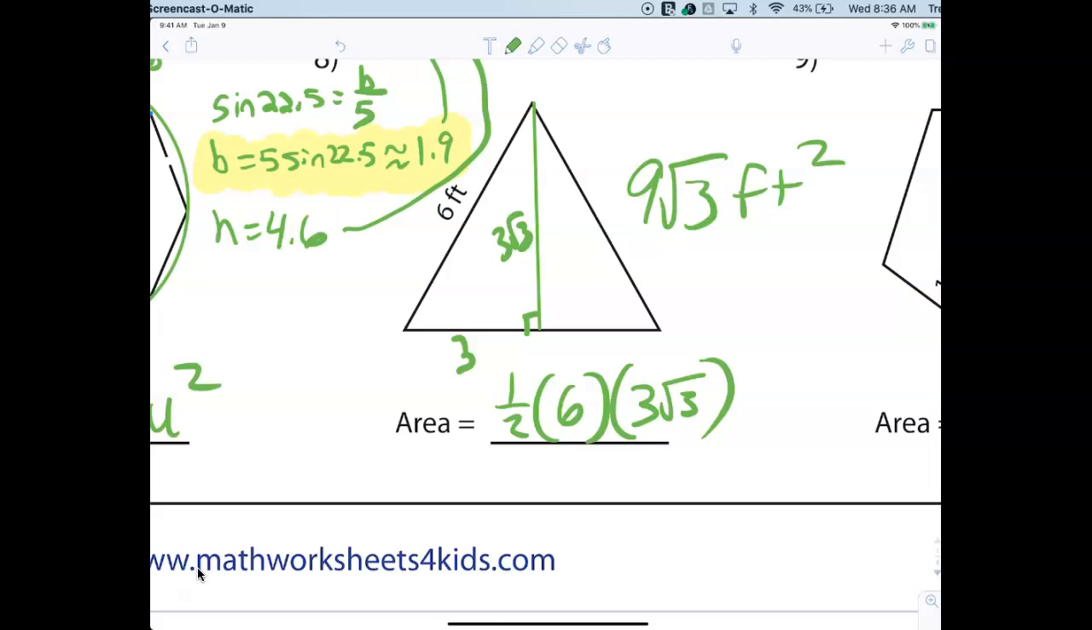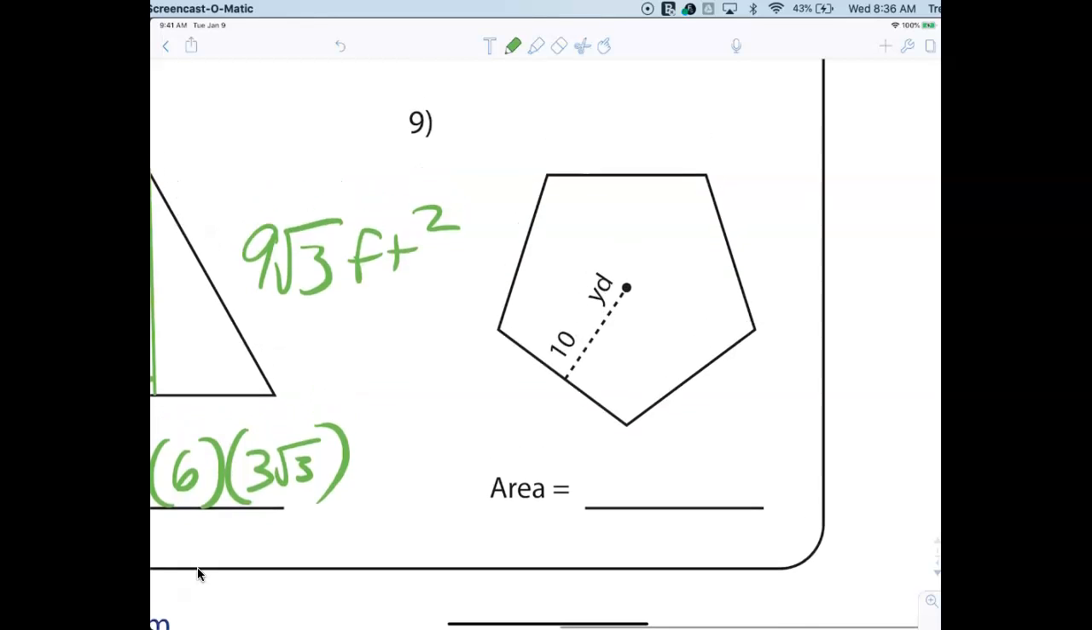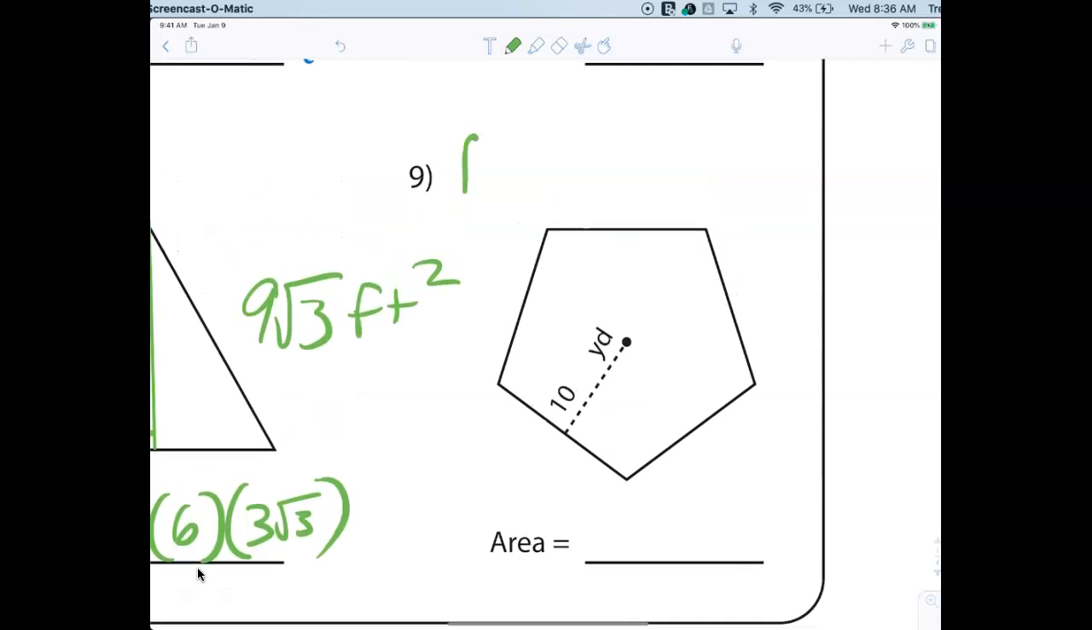Okay, so now let's look at this guy. Now, how many triangles am I going to have? So I want everybody to put down area equals 5 times 1/2. Do I know the base? No. Do I know the height? Yes. The height is what? 10. So I like to just go ahead and fill it in if I can. Simple, simple, simple.